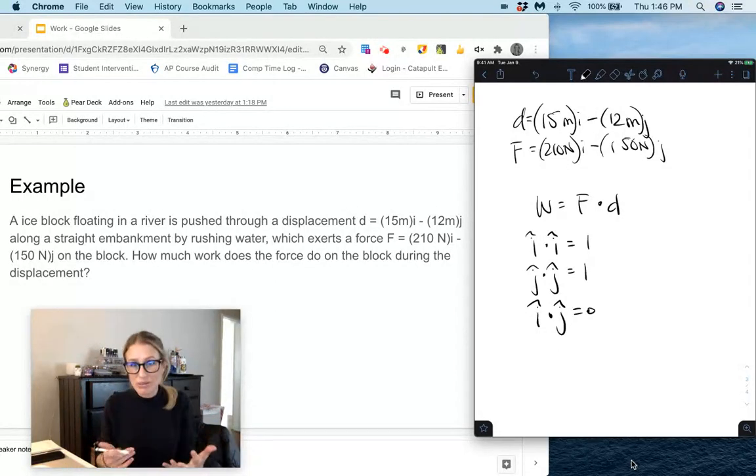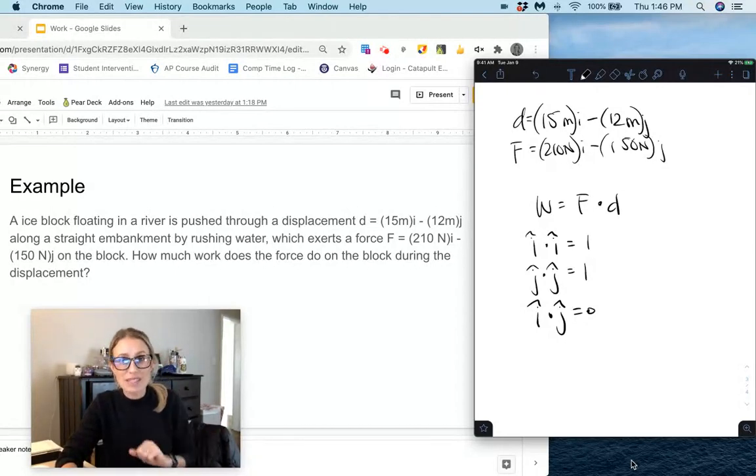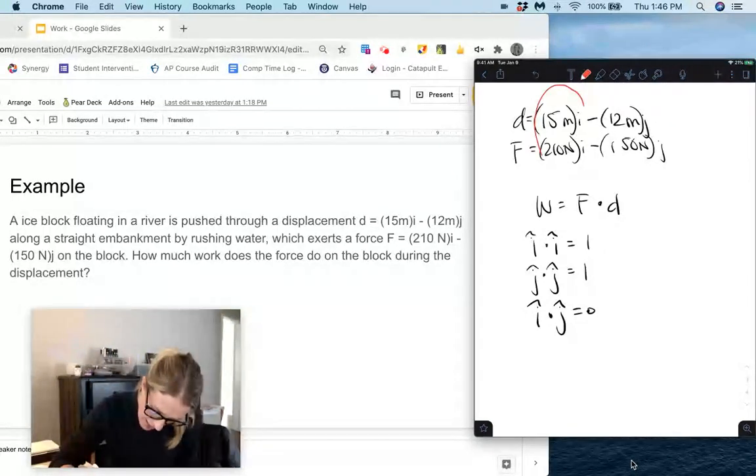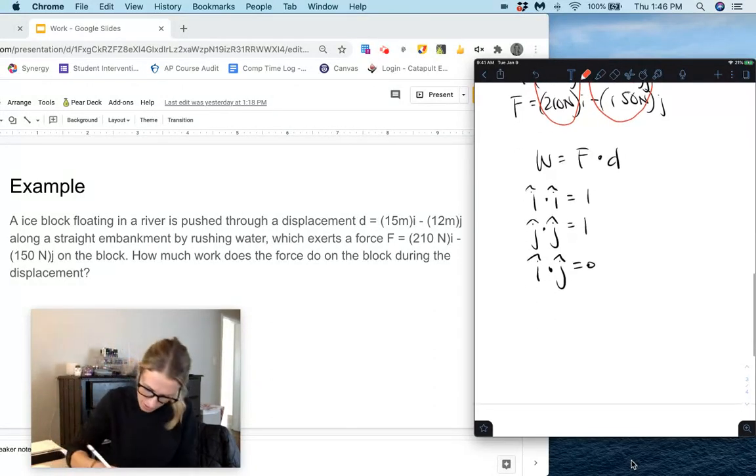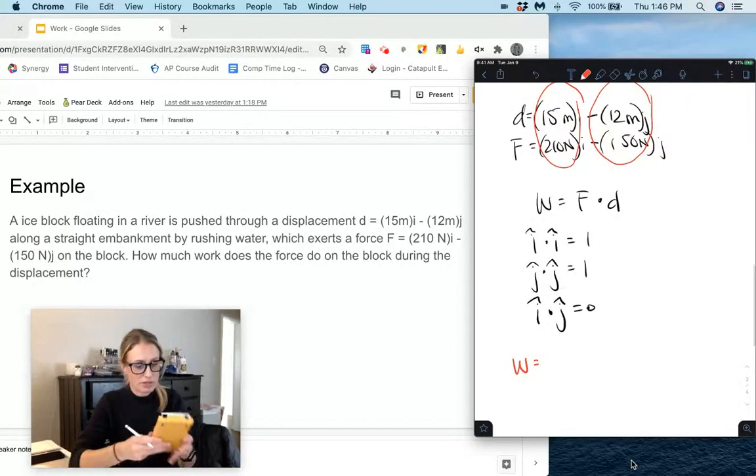So all we do when we get numbers like this is we're going to multiply the i hats together and multiply the j hats together, and then all we do is add them together. That's it. All right, and it seems so silly and simple, but I'll explain when we're adding them together, okay? So all we're doing here is we're gonna multiply 15 by 210, and then we multiply negative 12 by negative 150.